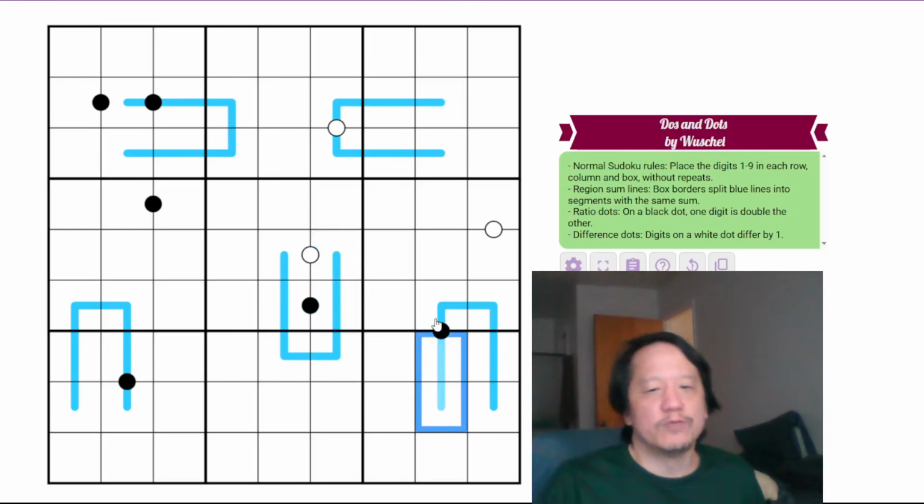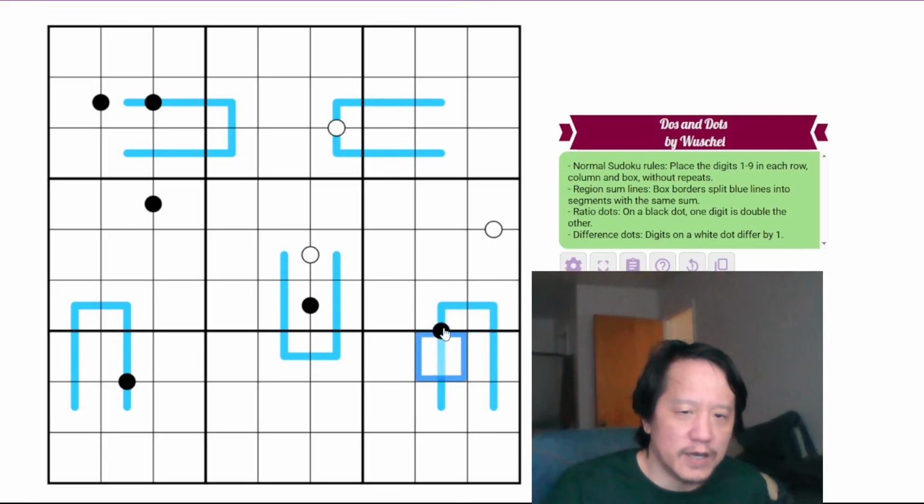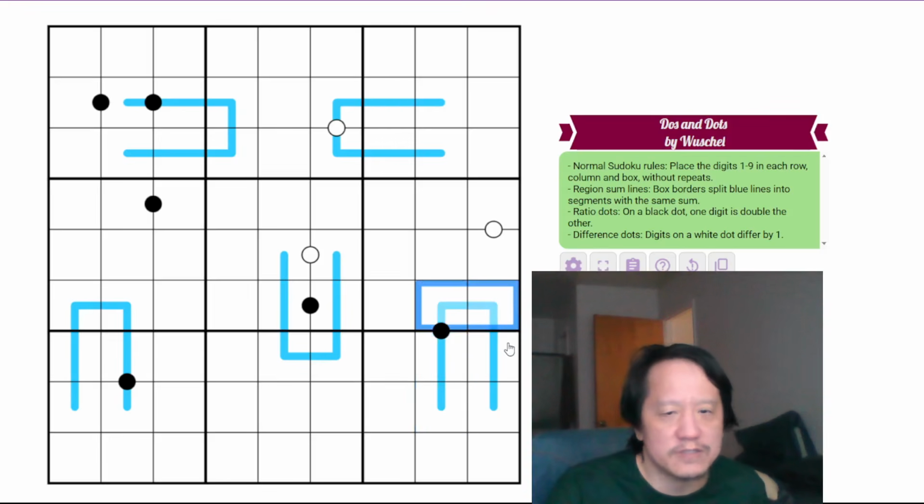It's the same thing with all of these. These must be adding up. That means these two add up to the same sum as this, which is equal to the same sum as that.